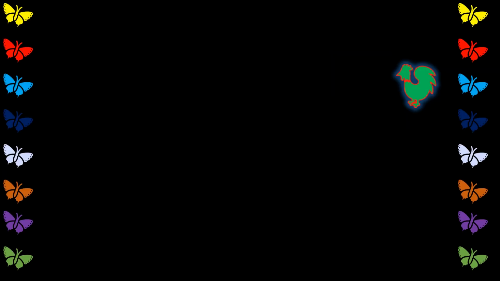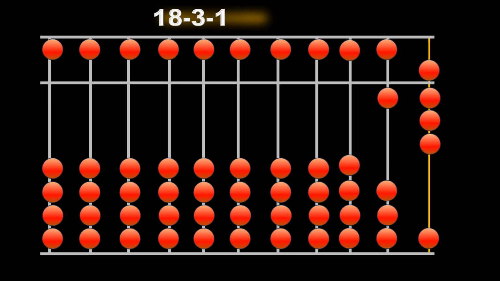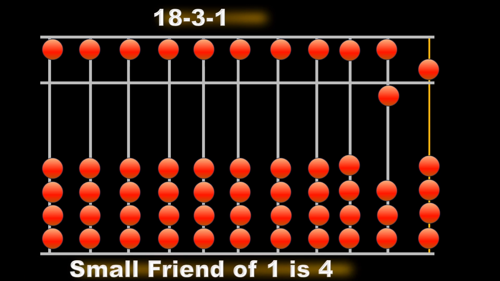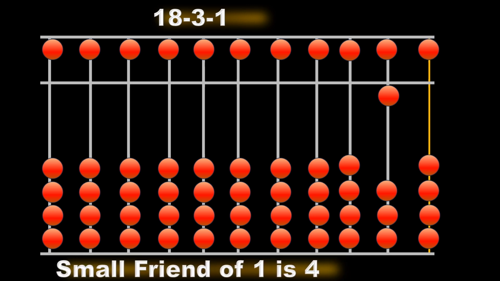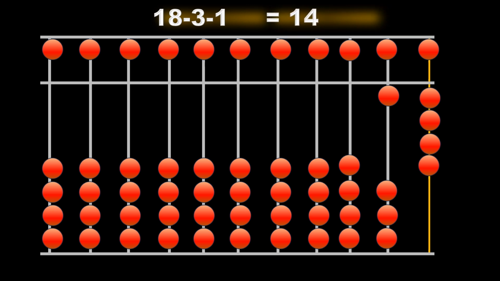The next question is 18 minus 3 minus 1. It's a 2 digit. So add 1 in ones place, 3 in tens place, and 5 in upper bead. So total becomes 18 now. Now we subtracted the second digit 3. Third digit is subtract 1. So we have to go for small friend of 1, which is 4. So we subtracted 5 and small friend of 1 is 4, so we have to add 4. So the answer becomes 10 plus 4, 14.